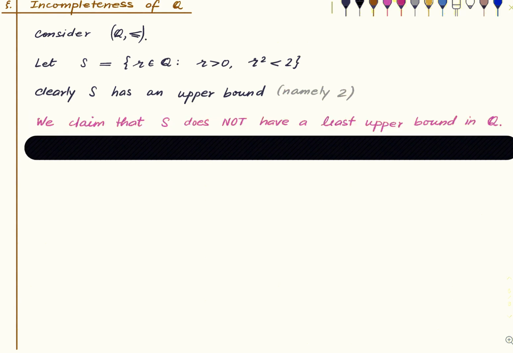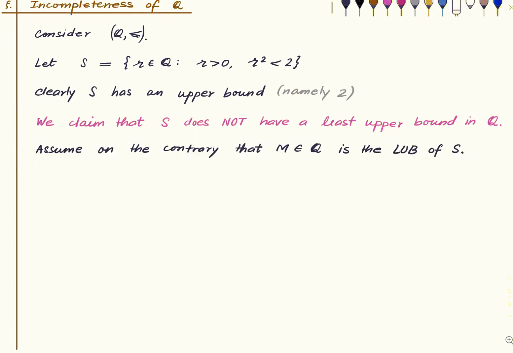We claim that S does not have a least upper bound. And this is the defect. There is a set with an upper bound, but not with any least upper bound. This seems like there is a hole left in the rational numbers. Okay, so we will be proving this. So assume on the contrary that we have a least upper bound, call it M, and we want to come to a contradiction. So we will be discussing three cases. Case 1 is that M square is less than 2.